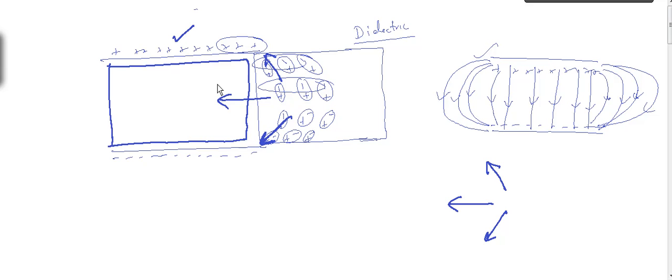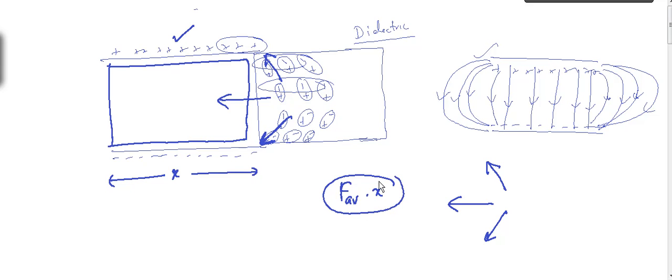Suppose this distance is x. So that average force F into x is the work done by the system, right? Correct or not? Correct. In fact, if you have to take the dielectric out of the system now, you have to apply a force in the opposite direction. Then you will do the work, and the dielectric will be out of the system. So this is the work done, right?